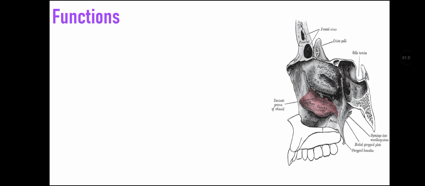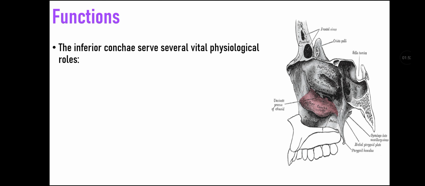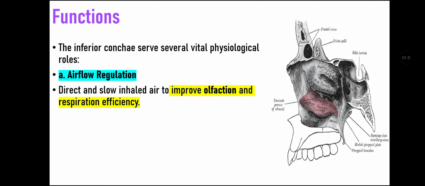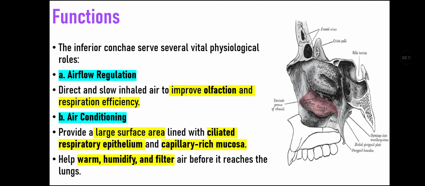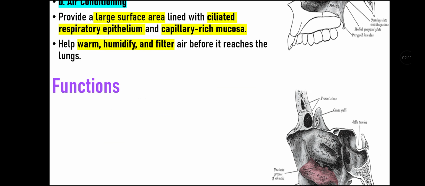Now let's talk about the function of inferior nasal conchae. The inferior conchae serve several vital physiological roles. They are airflow regulation, as they direct and slow inhaled air to improve olfaction and respiratory efficiency. The second function is air conditioning, as they provide a large surface area that is lined with ciliated respiratory epithelium and capillary-rich mucosa. They help warm, humidify, and filter air before it reaches the lungs.